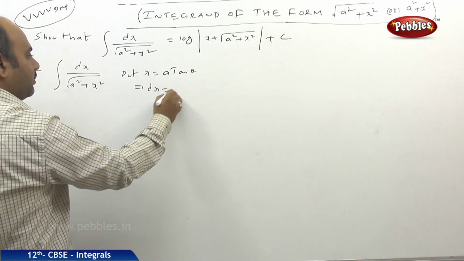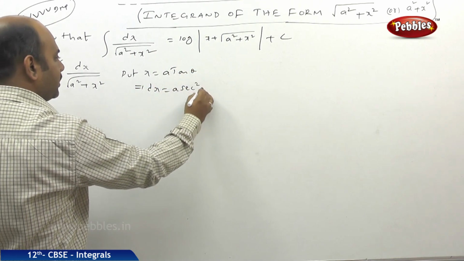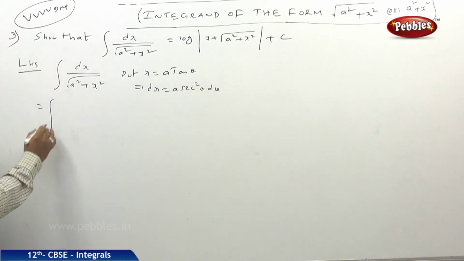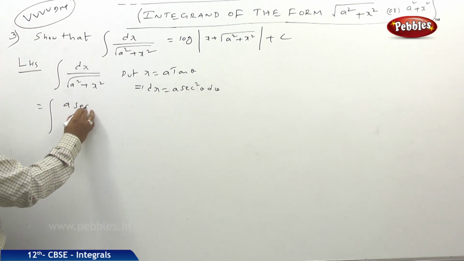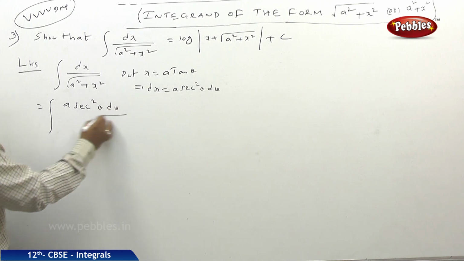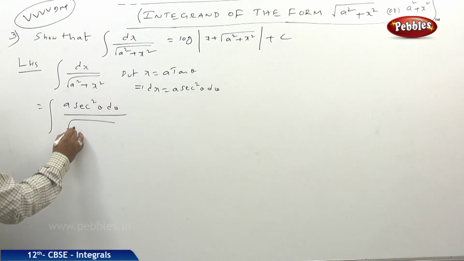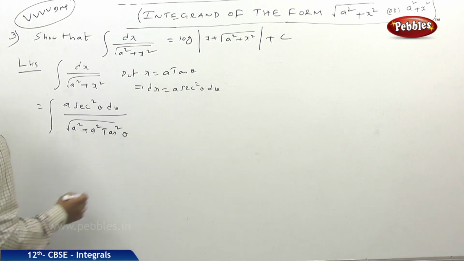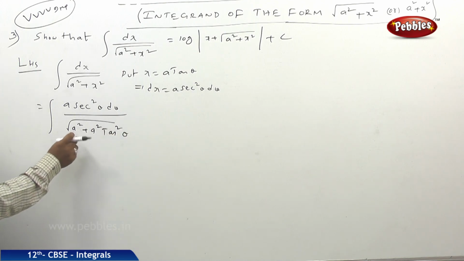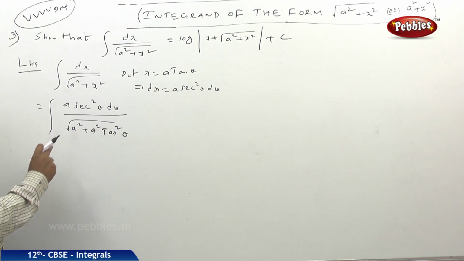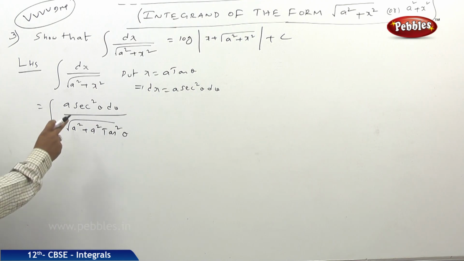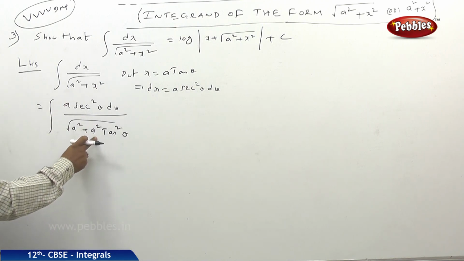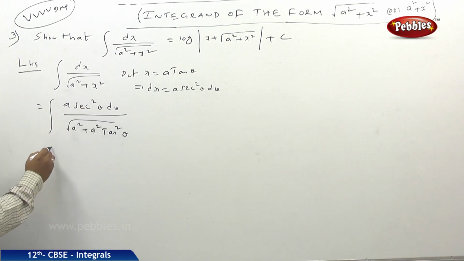And dx will become a secant square theta d theta. So definitely what happens, this turns into a secant square theta d theta divided by under root of a square plus a square tan square theta. If you observe carefully, a square comes outside, and 1 plus tan square theta means secant square theta. The root is there, so we get 1 secant theta, and here secant square theta will be there.